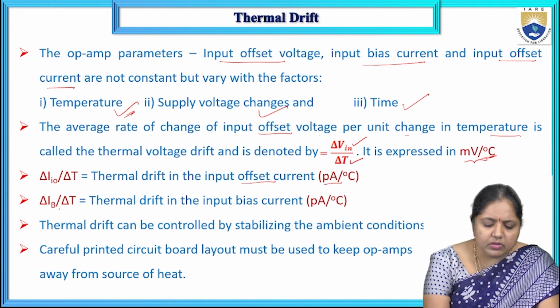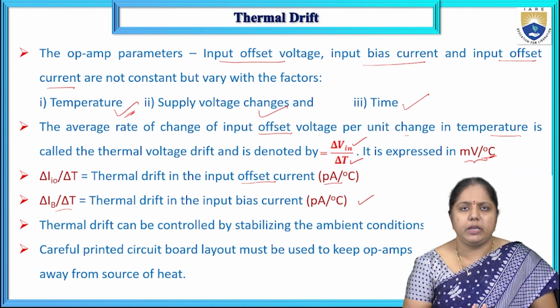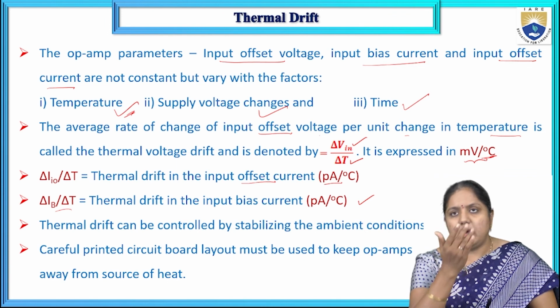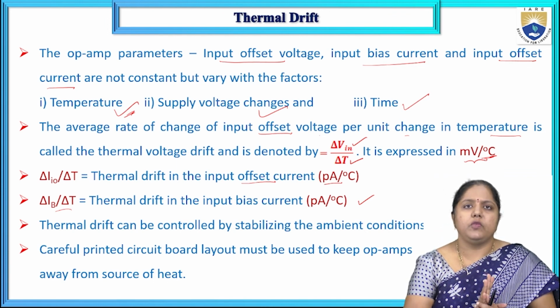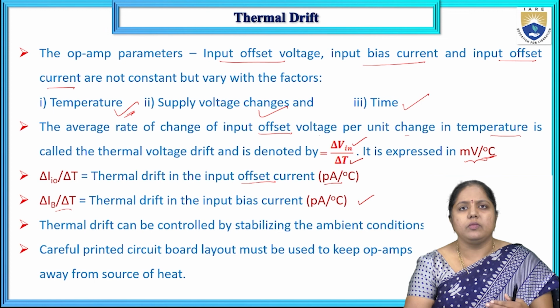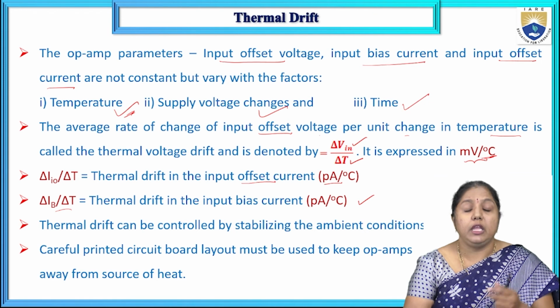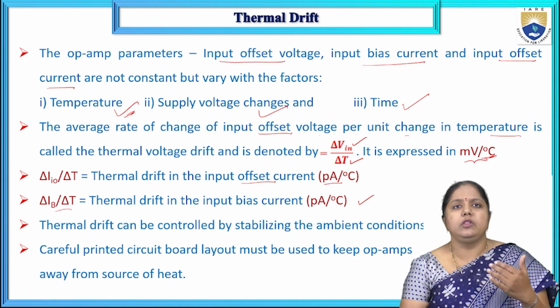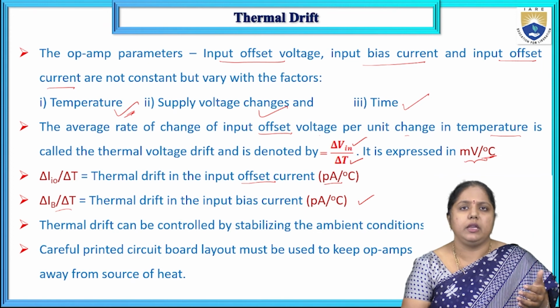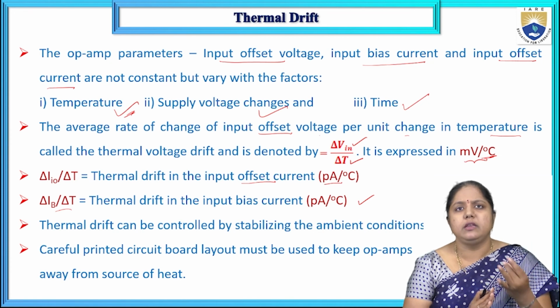Similarly, this is a relation showing the thermal drift in the corresponding input bias current. These are how these quantities change with respect to temperature. Suppose that for the operational amplifier at a room temperature of 25 degrees centigrade, I have compensated all the offset voltages and currents: the input offset voltage, input bias current, and input offset current. Even so, if the room temperature increases from 25 to 35 degrees centigrade, due to this 10 degree rise, all the offset voltages and currents change.